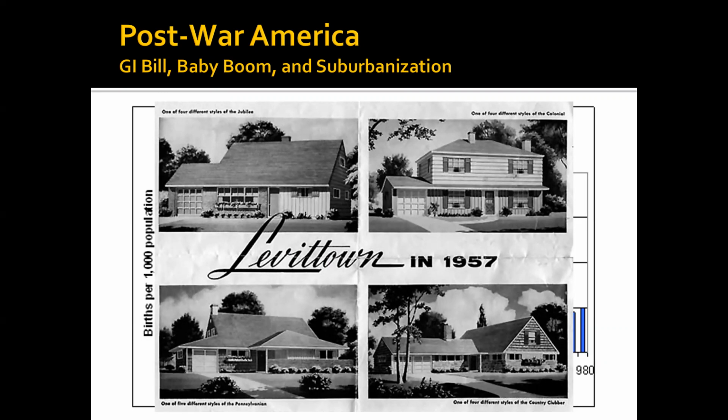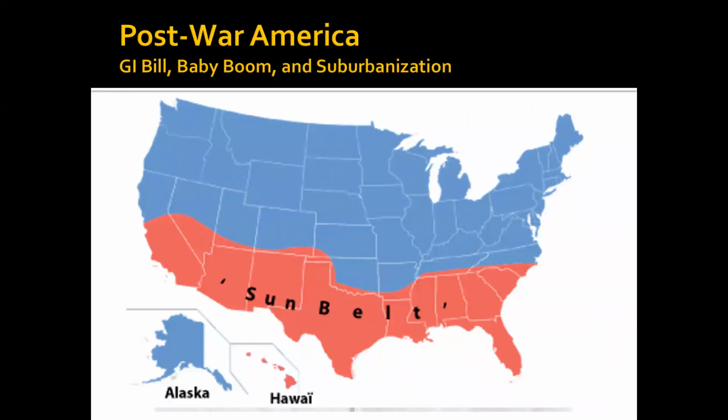Many of these Americans looking for a warmer climate, lower taxes, and economic opportunity migrated to the Sun Belt states, from Florida to California. This was also helped by the Highway Act signed by President Eisenhower in 1956, which connected cities and allowed Americans to live in the suburbs and commute to the cities by the millions.